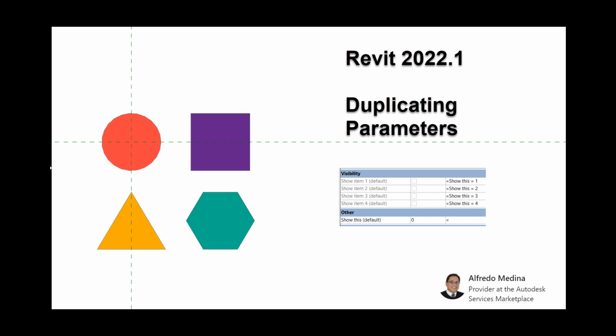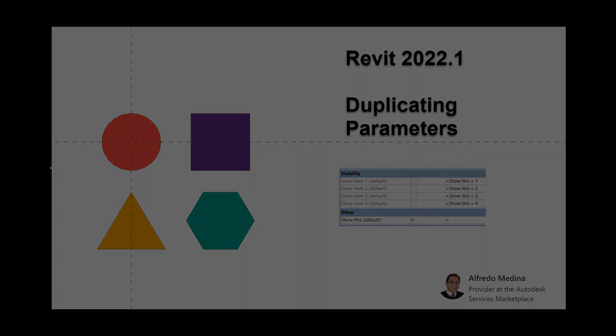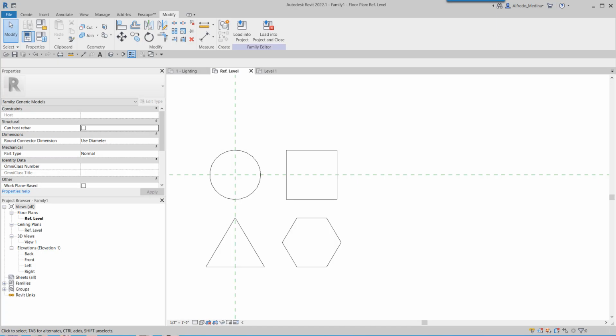Hello Revit users. In this video, I want to talk about one of the new features of Revit 2022.1, duplicating parameters. I am in the family editor and I have four elements here and I want to control the visibility of these elements with parameters.